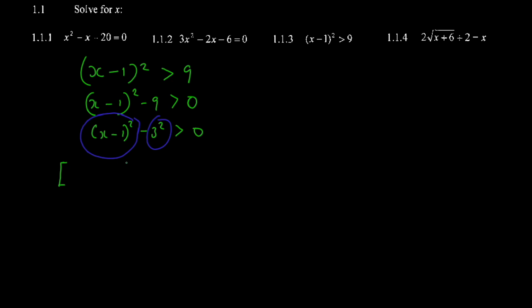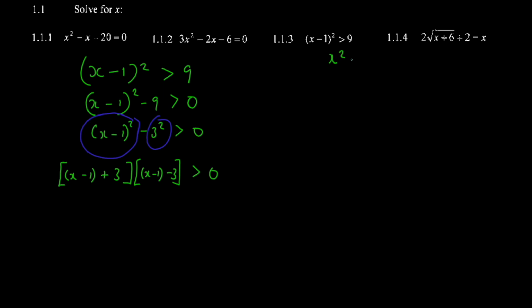Here I just need two brackets, and then obviously it's greater than 0. In the first bracket, I put my first number, which is x - 1, the root of the first square. I write the same in the second bracket. Then the square root of the second square is 3, so I write plus 3 in one bracket and minus 3 in the other. This is based on the general formula for factorizing a difference of two squares.